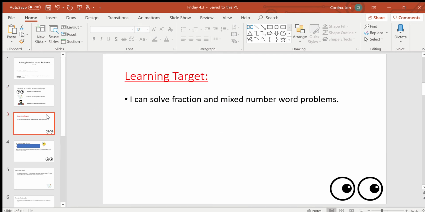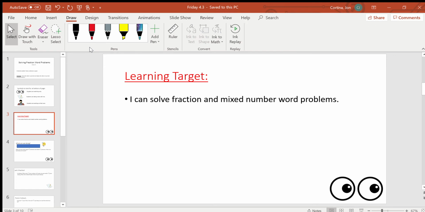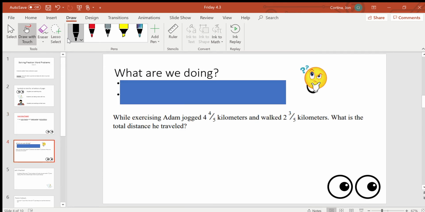Let's take a look at our target today. It says, I can solve fraction and mixed number word problems. Well, you guys all know how to solve problems. That means to answer. You know what fractions are now, and you also know what mixed numbers are, and you know what word problems are. So we're just combining all these elements to solve fraction word problems. Let's take a look at an example.